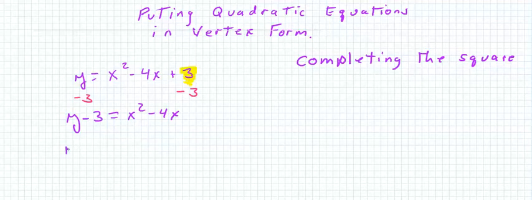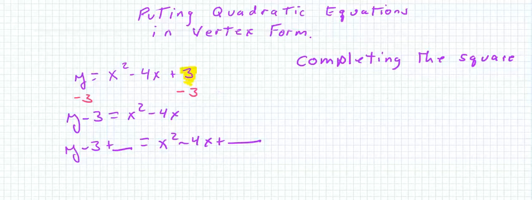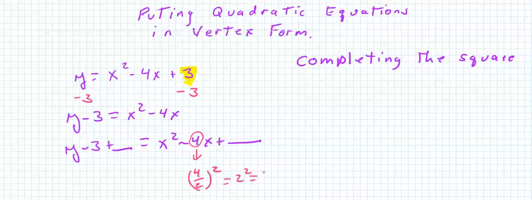Now, just like before, we're going to want to add something to both sides. And just like before, we're going to take half of this linear coefficient and we're going to square it. 2 squared is 4, and we put it here and here.